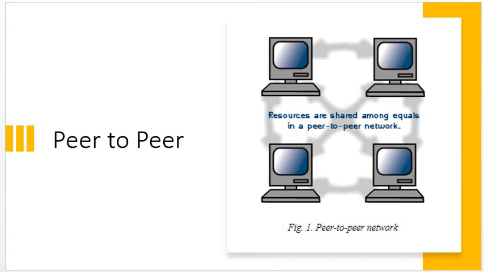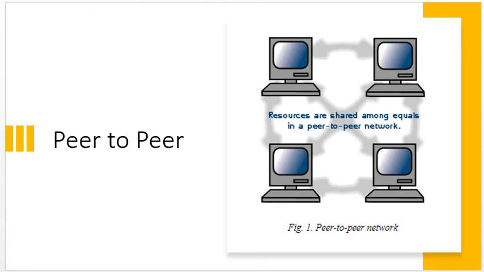The first model that we want to look at is a peer-to-peer network. This is a kind of network where all devices in the network are equals. They have equal capabilities or functionalities. They share resources equally amongst themselves. And if any one of the network devices or nodes fails, it doesn't affect the functionality of the network. The network still continues to function.